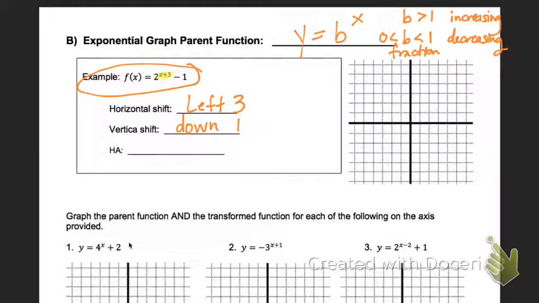So since we have now gone down 1, that means that our horizontal asymptote has now also gone down 1. Okay. So instead of it being at 0, where's it going to be? -1. -1. So y equals -1. So we put a dashed line there.